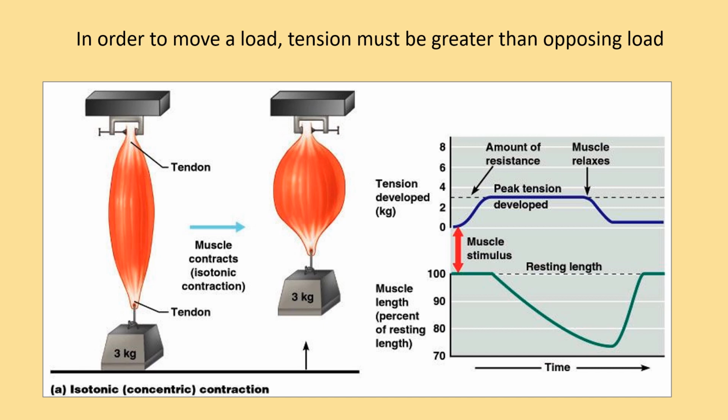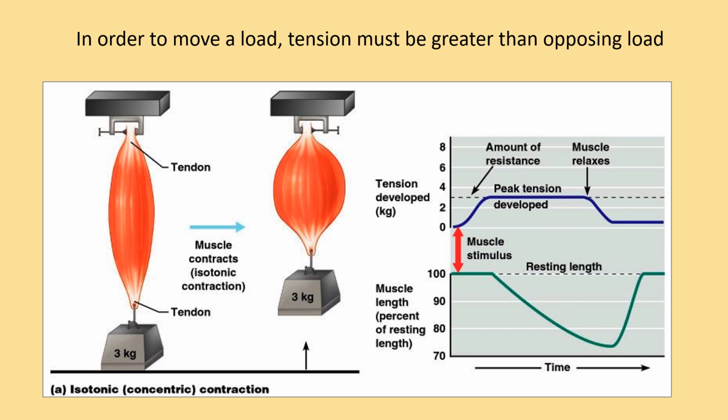And so when you see the blue line, the tension increases. But notice that just past the muscle stimulus, the green line remains flat for a little while. So at the onset, tension increases, but the muscle length does not decrease. The muscle stays the same length even though the muscle cells are contracting. And then as tension continues to increase, and we achieve a tension of at least 3.0001 kilograms, that's enough tension to overcome the load.